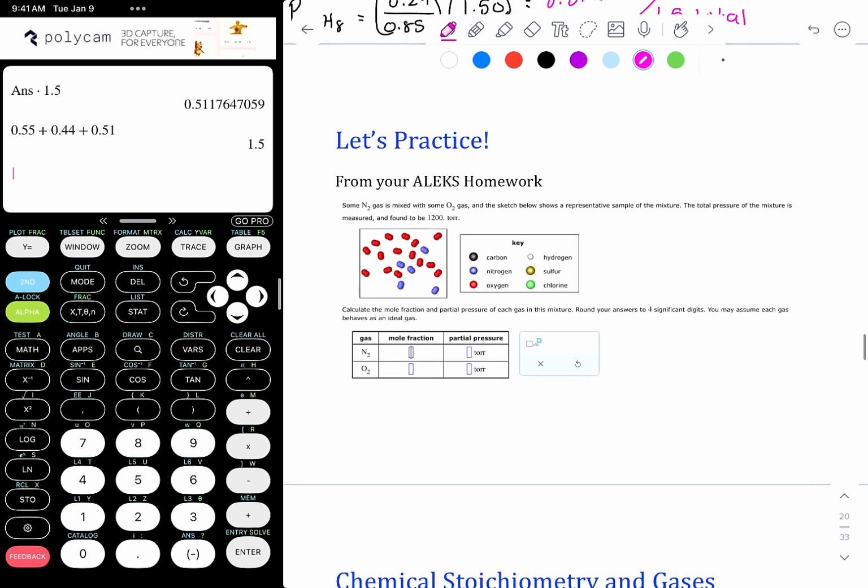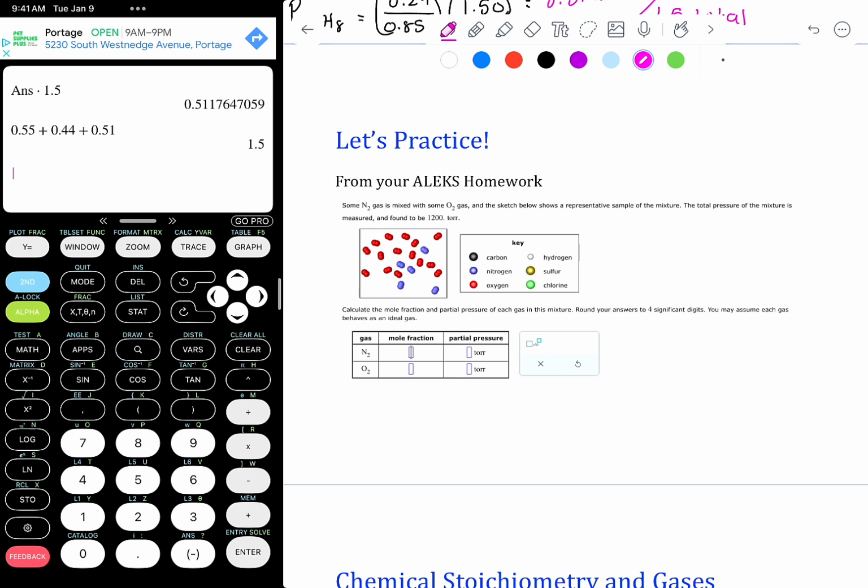Here's one from your ALEKS homework. N2 gas is mixed with oxygen gas, and the sketch below shows a representative sample of the mixture. The total pressure of the mixture is measured and found to be 1200 torr. Calculate the mole fraction and the partial pressure of each gas in this mixture, and round your answers to 4 significant figures.